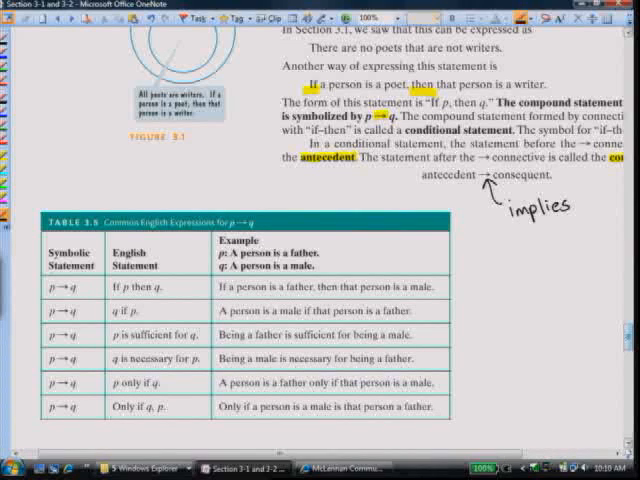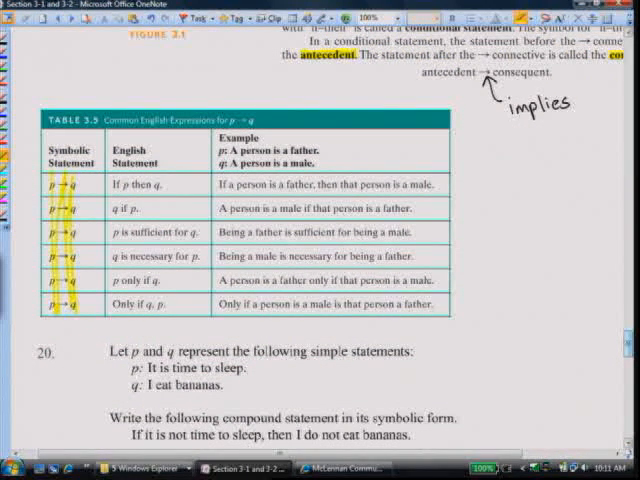Okay, so let's look at it in English. Once again, in symbols it's all the same, but we have about a million ways that we can do it in English. If P, then Q: if a person is a father, then that person is male. Q if P: a person is male if that person is a father. P is sufficient for Q: being a father is sufficient for being male. Q is necessary for P: being male is necessary for being a father. P only if Q: a person is a father only if that person is male. And only if Q, P: only if a person is male, then, we don't even say, is that person a father?